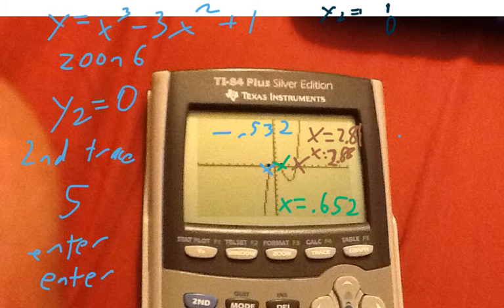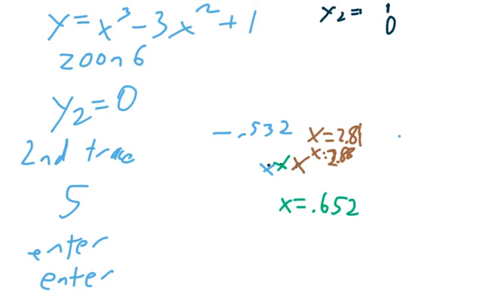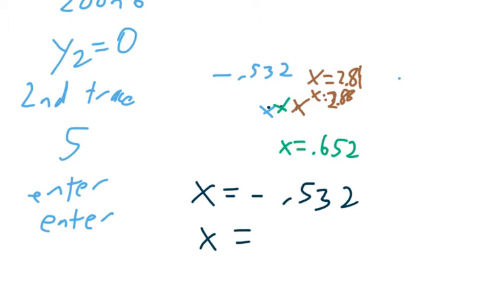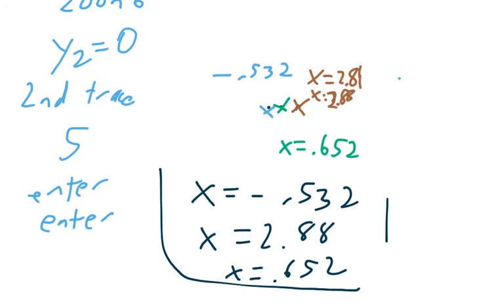So my answers would be, without the picture now, I can give you the answers as x equals negative 0.532, x equals 2.88, and x equals 0.652. And those are our 3 answers. And that's how we use our calculator to find zeros.